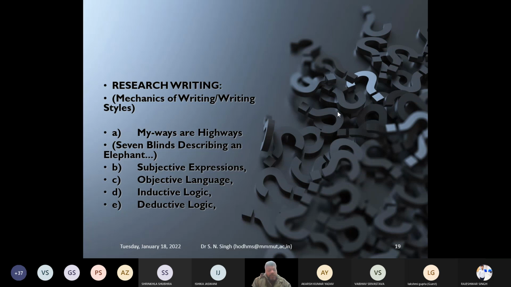One of the blind persons touched the back of the elephant and described it as being like a wall. One touching the leg of the elephant described it as like a pillar. Another touching the tail said that the elephant is like a broom. Another touched the trunk and said that the elephant is like a python. So you will realize that there are multiple interpretations of the elephant.